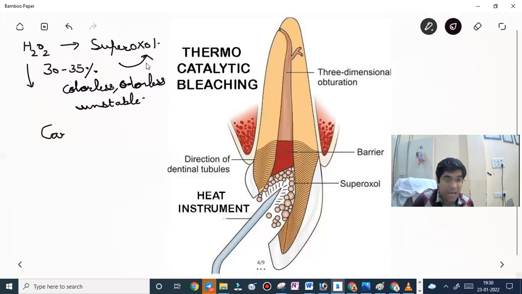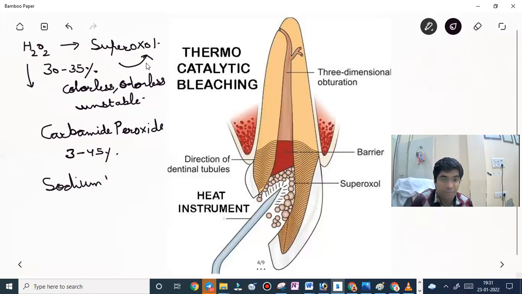Now, the second bleaching material is carbamide peroxide. That is also known as urea hydrogen peroxide. It is a derivative of carbonic acid. It is available in concentrations of 3 to 45%. Third is sodium perborate. Remember, when fresh, it contains about 95% of perborate.